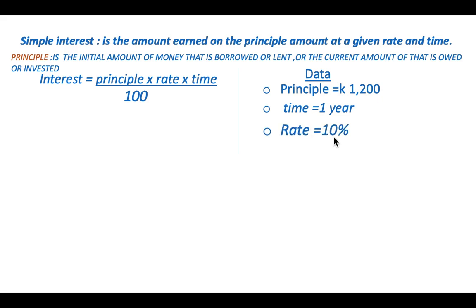Then we look at the rate. The rate is 10%. We can apply this data in the formula: interest is equal to the principal times the rate, which is 10%, times the time, which is 1, over 100. When the zeros cancel, you remain with 12. 12 times 10 gives you 120, and 120 times 1 is 120. So you have 120 kwacha as the interest. So we move to the other question.